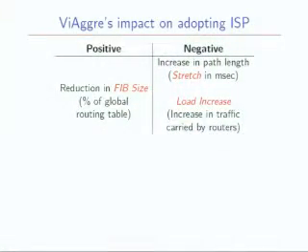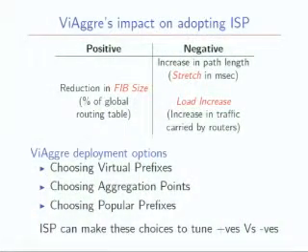So, first up, evaluation metrics. When an ISP is choosing to deploy ViAggre, it is looking to shrink the FIB on its routers. On the other hand, the use of ViAggre imposes stretch on traffic, and it increases load across the ISP's routers. So there are positives and there are negatives. Further, ViAggre provides the ISP with a number of deployment options. And I listed 3 of these here.